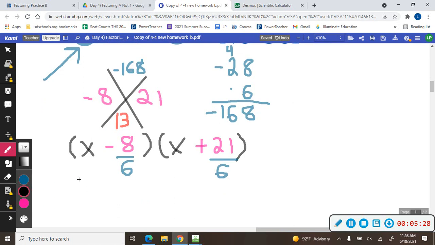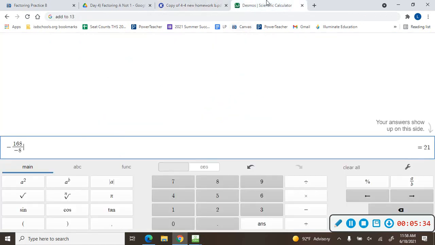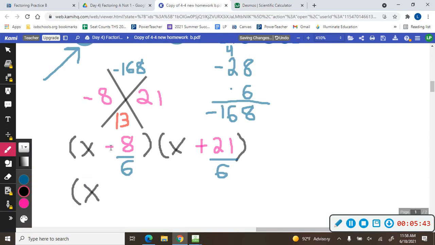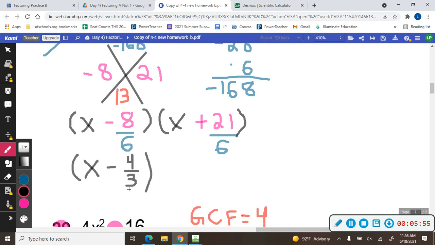From there, some teachers call this slide and divide. So you're going to take 8 divided by 6 and reduce that. Now if you don't know how to reduce fractions, 8 divided by 6, hit the fraction button, makes 4/3. So this becomes x minus 4/3. And then you take the 3 and you slide it to the front. So you get 3x minus 4. That's why they call it the slide and divide.